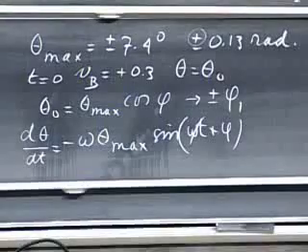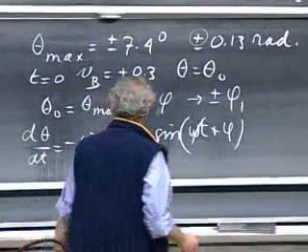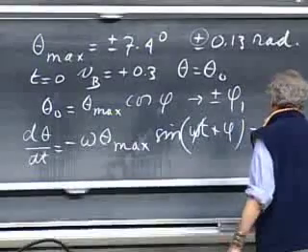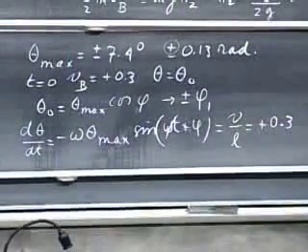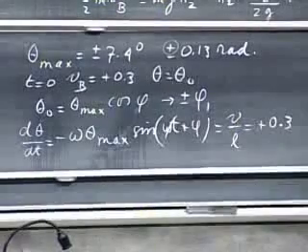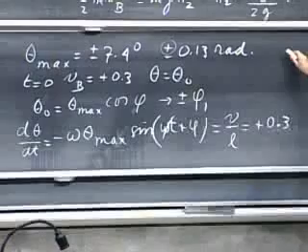What is d theta dt? Well, d theta dt is v divided by L. This is v divided by L, and is therefore plus 0.3. This is plus because at t equals 0, the angle is increasing. So it is plus. How do we know it's v over L?